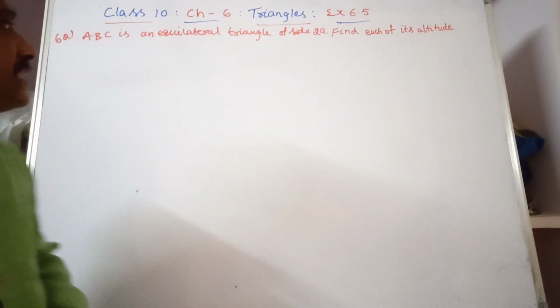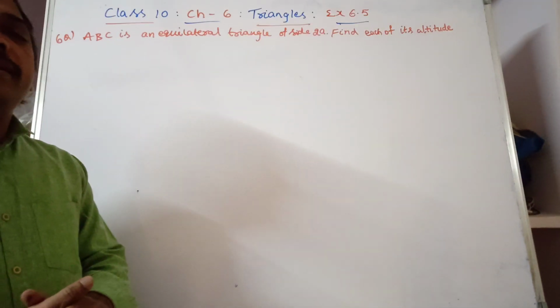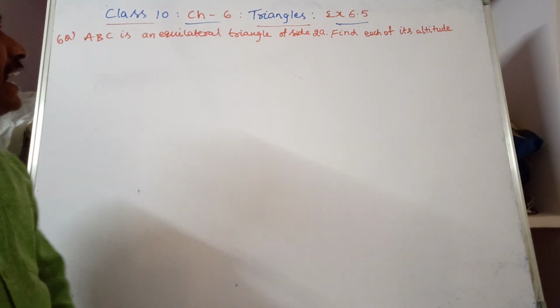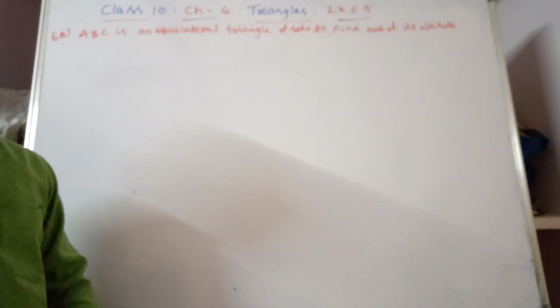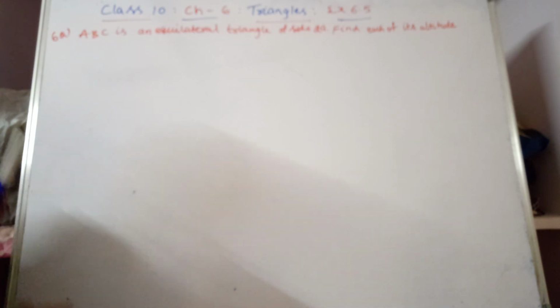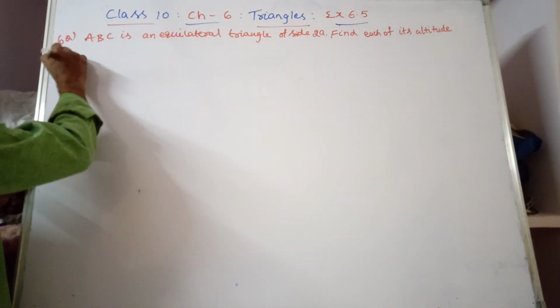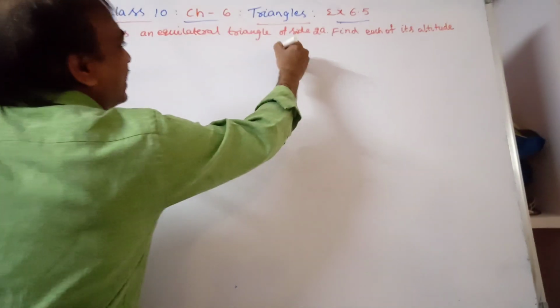Let us see question number 6 from exercise 6.5. ABC is an equilateral triangle of side 2a. Find each of its altitudes. So here it is given that ABC is an equilateral triangle.